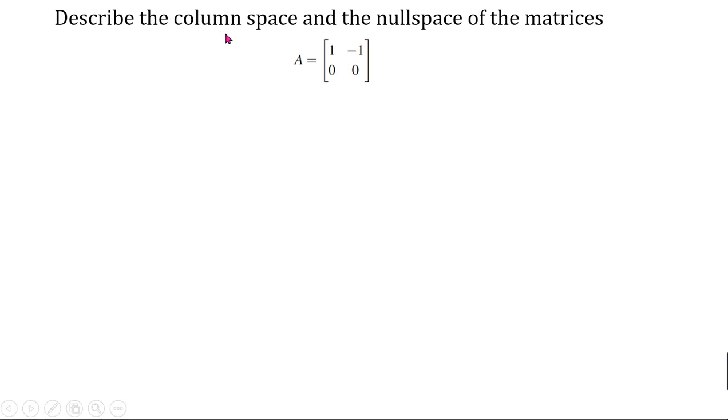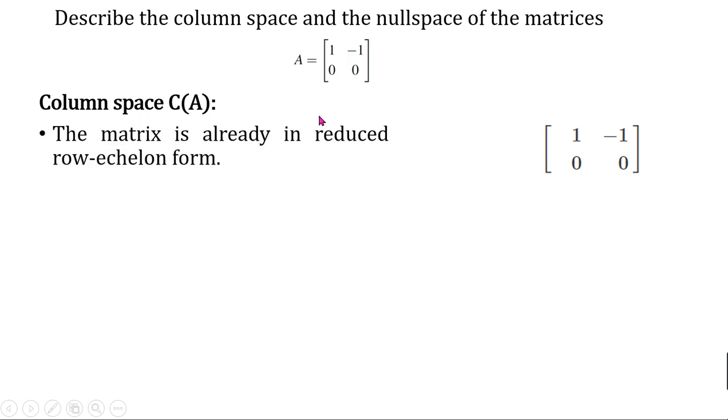Consider a simple problem here. Describe the column space and find the basis for the null space of the matrix A equals 1, minus 1 and 0, 0. The first procedure is to calculate the column space. This is the given matrix. Let us find out the column space for this given matrix. The first step is to reduce this given matrix into reduced echelon form, that is, convert the given matrix into reduced row echelon form. Just by observing, can we say that the given matrix is already in reduced row echelon form? Yes, it is already in reduced row echelon form.